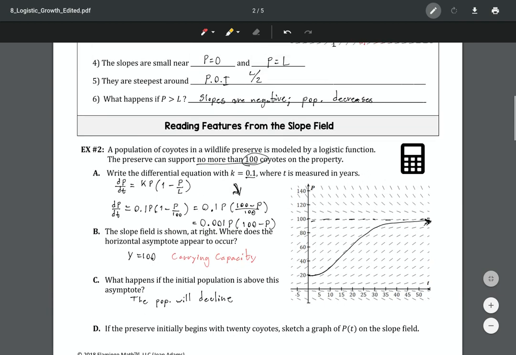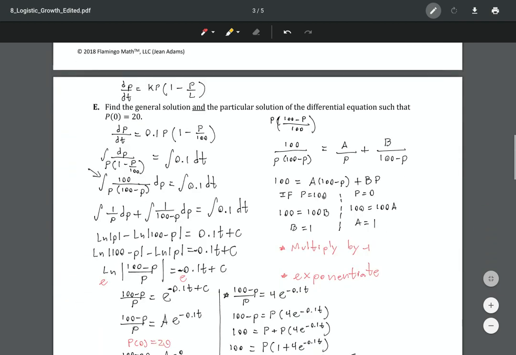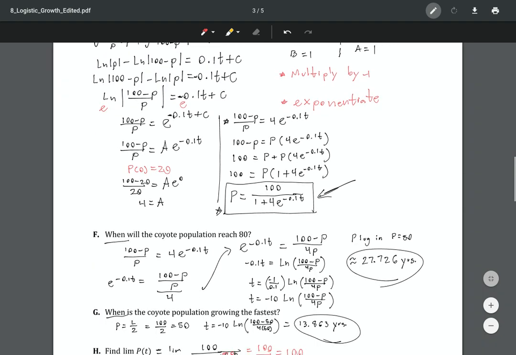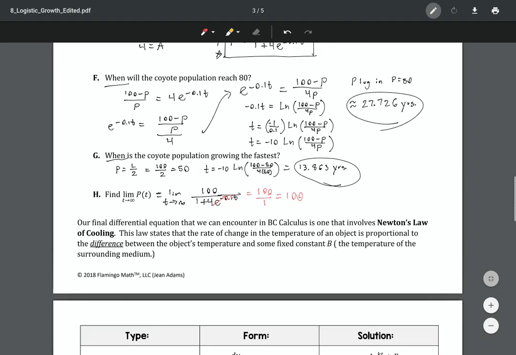But you can also tell from the graph. Remember, they talked about this being like a horizontal asymptote. And also, if I started at 20, you're not really going to go above the carrying capacity.